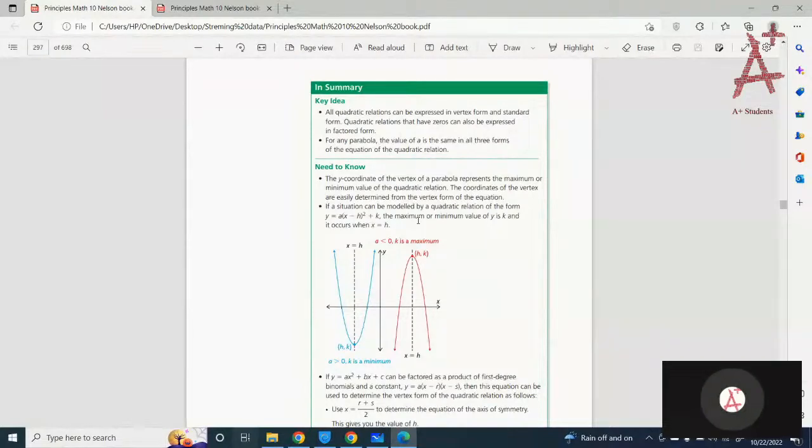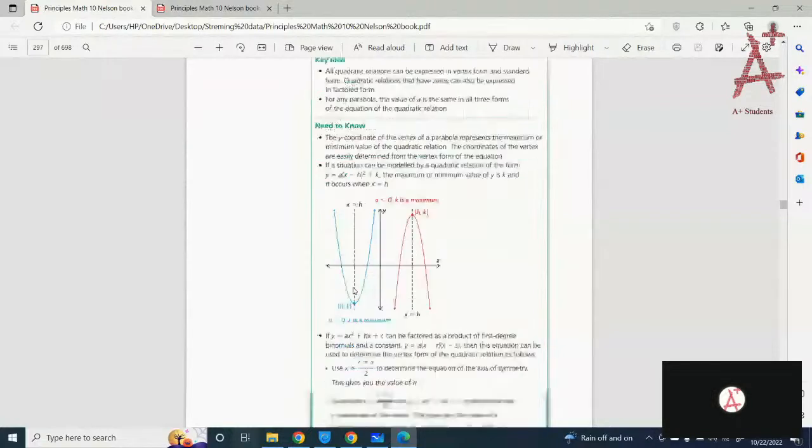If a situation can be modeled by a quadratic relation of the form y equals a times (x minus h) whole squared plus k, the maximum or minimum value of y is k, and it occurs at x equals h. Got it? That means the minimum value is the k value of the vertex, and it occurs at x equals h. Got it?